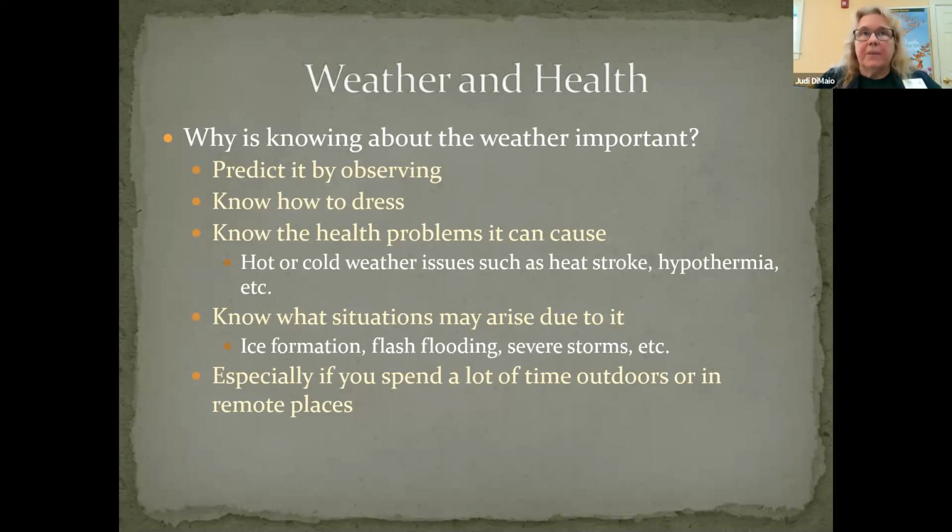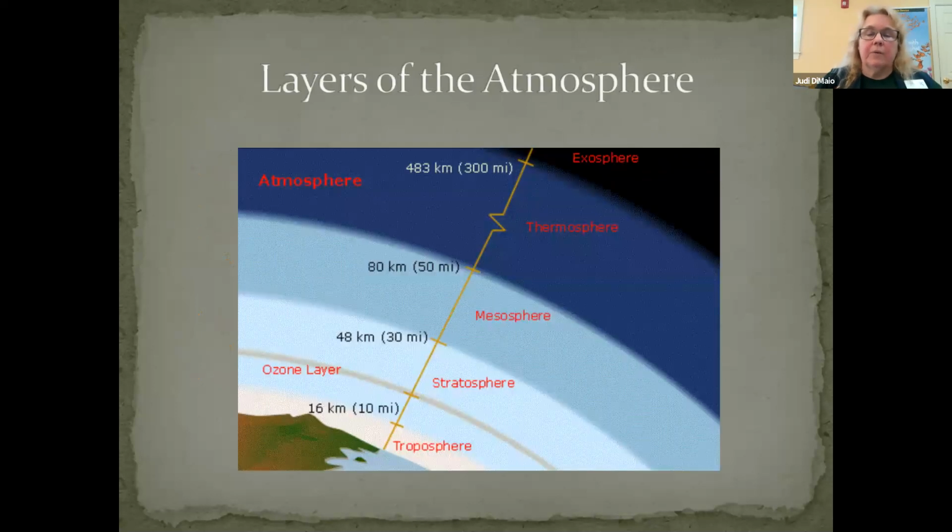For example, I think a lot of people in New Jersey finally understand what flash flooding is. After we had Ida, a lot of people don't understand flash flooding because New Jersey typically doesn't have a lot of it. Especially if you spend a lot of time outdoors or in remote places, it's very good to understand what's going on with the weather. And by the way, this is just going to be a complete overview. We're not going to go into a lot of depth about anything or physics or things like that.